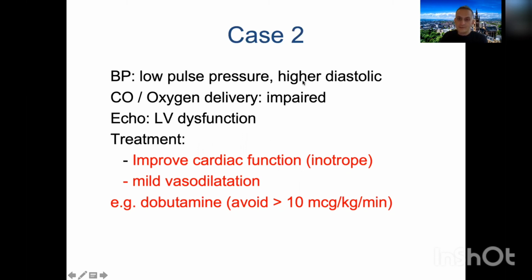But in this situation, because of the higher diastolic pressure, we perhaps want to avoid vasoconstriction. So we might choose something with mild vasodilating action. And this is where it might be reasonable to start with dobutamine. And I would, again, just to mention, avoid higher doses.